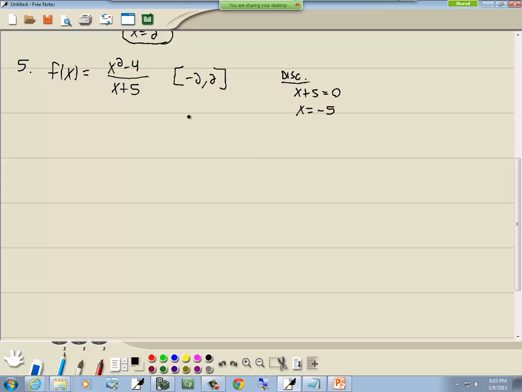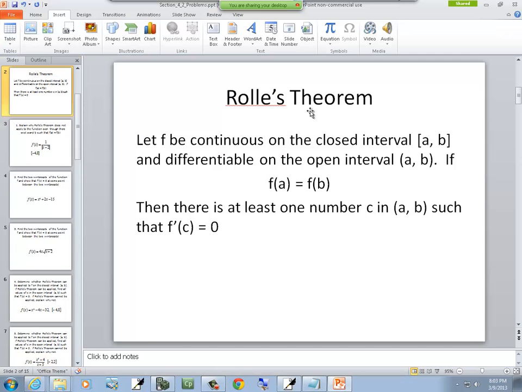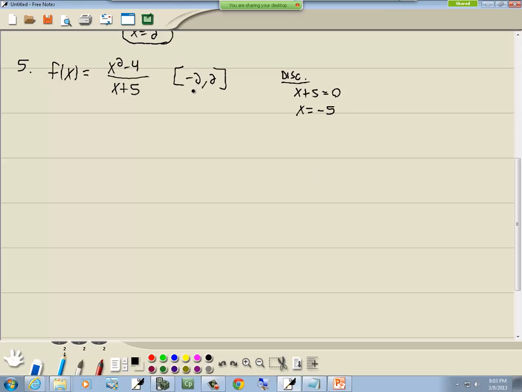Differentiable. Again, if I went through and found a derivative of this, the place where the derivative doesn't exist is also at negative 5, which we'll see in a minute. But that's okay. If f of a is equal to f of b. Again, this is a and this is b. So let's check that.